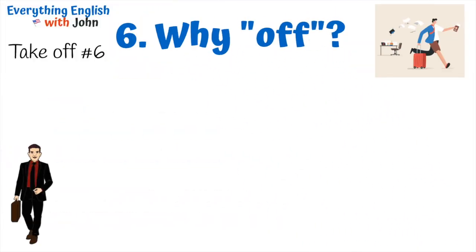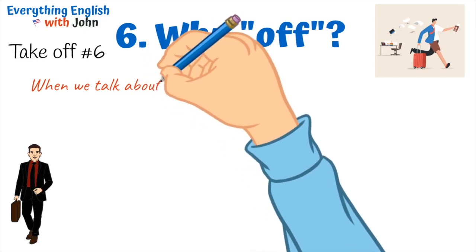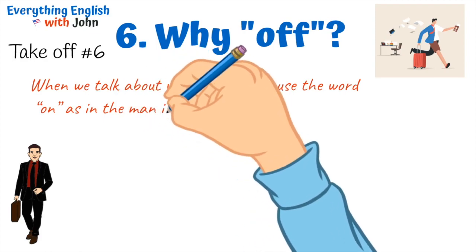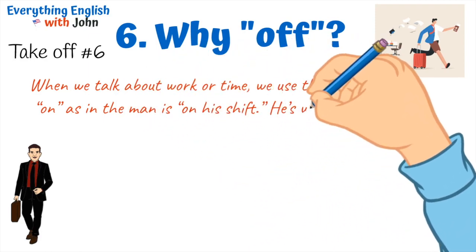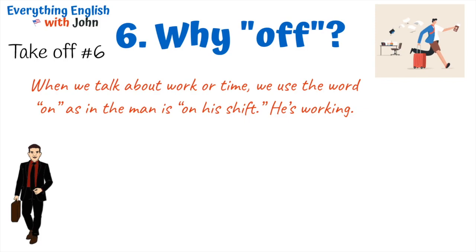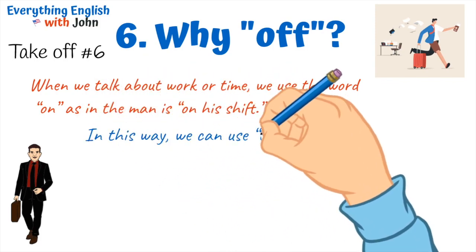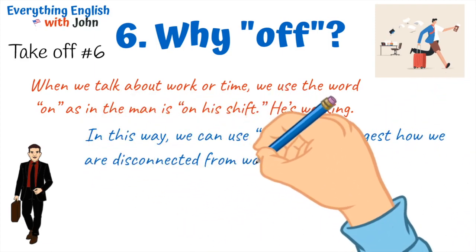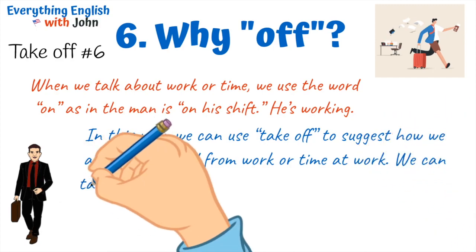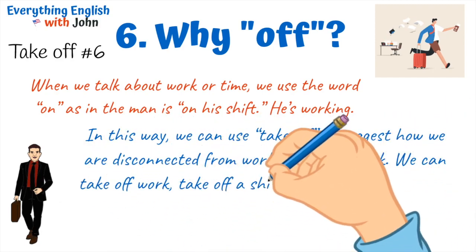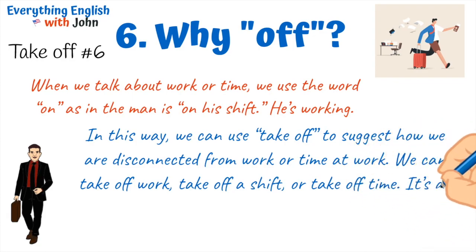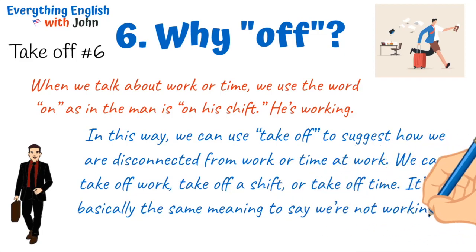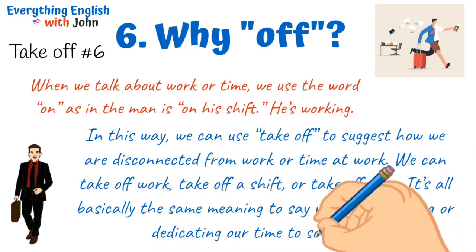Why off? When we talk about work or time, we use the word on, as in the man is on his shift. He's working. In this way, we can use take off to suggest how we are disconnected from work or time at work. We can take off work, take off a shift, or take off time. It's all basically the same meaning to say we're not working or dedicating our time to something.